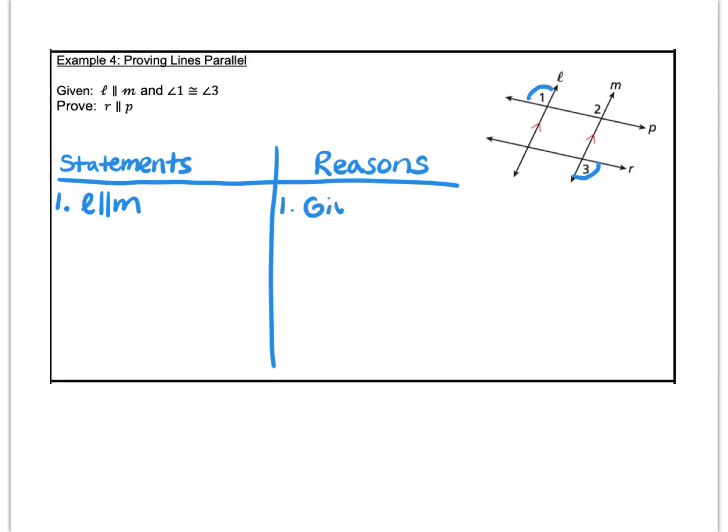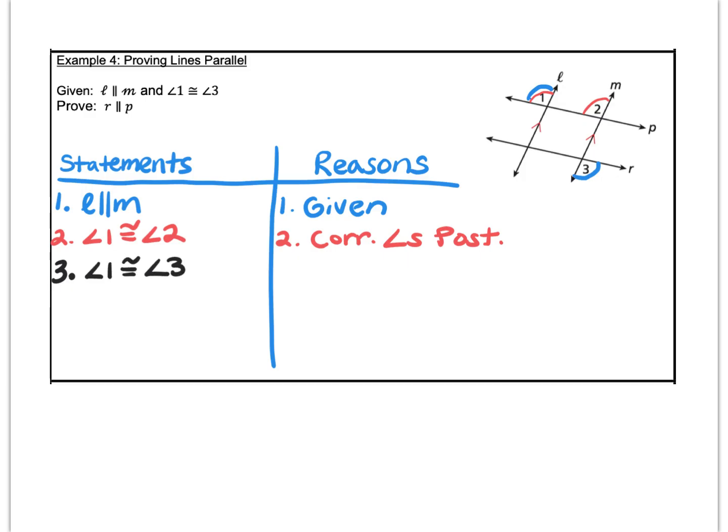Given. And then given that L and M are parallel, notice that angle 1 and angle 2 are corresponding angles with L and M. So we know that angle 1 is congruent to angle 2 by the corresponding angles postulate. Now I'm going to use the second given. For the second given, for number 3, we are also given that angle 1 is congruent to angle 3.